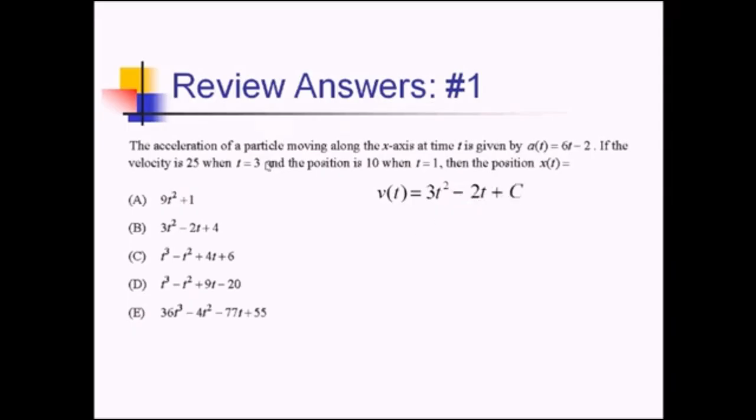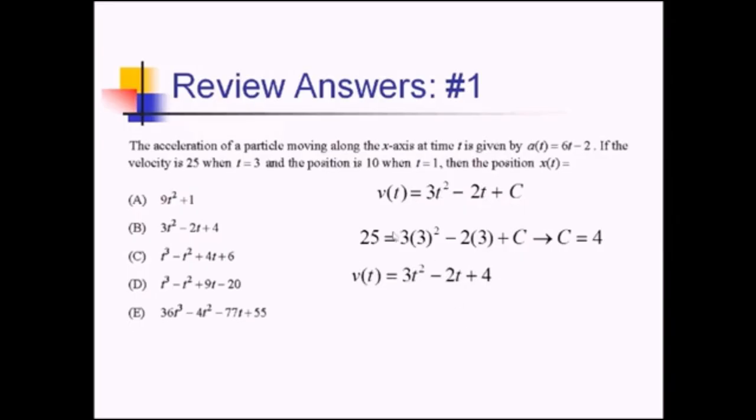So they told us when time is 3, velocity is 25. So I can plug in 25 for v of t, and then I'll plug in 3 for all the t values on the right side of the equation. So on the right side, this is 27 minus 6 is 21, plus c. If we subtract 21 from both sides, we get a c value of 4. So then I can rewrite my velocity function as 3t squared minus 2t plus 4.